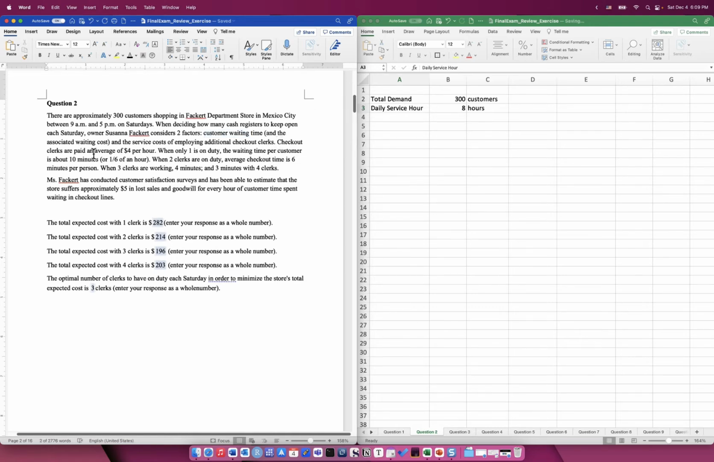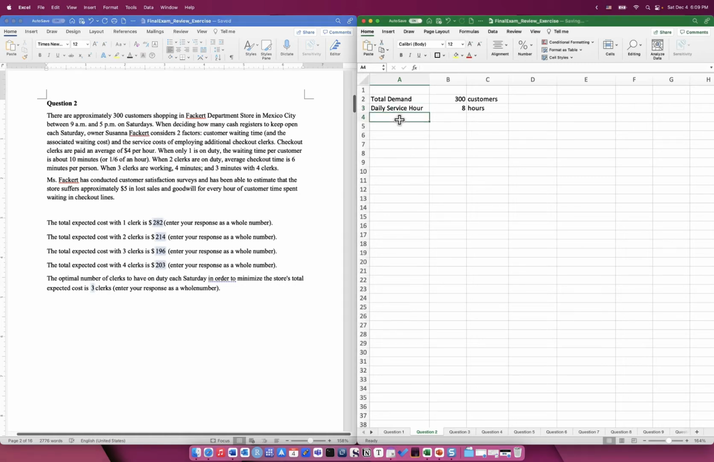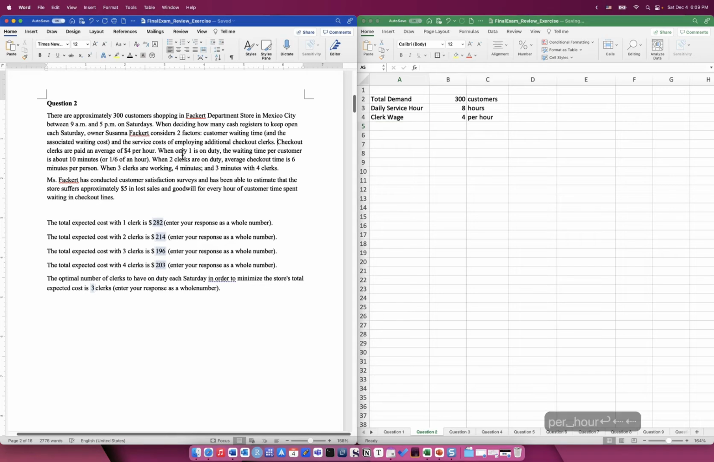Checkout clerks are paid an average of $4 per hour. So clerk wage is $4 per hour. When one is on duty, the waiting time per customer is about 10 minutes. So it doesn't look like a typical waiting line problem. I can sense that this is already giving you the average waiting time for each customer, which is your Wq part. You don't have to calculate it. This is actually providing it already.